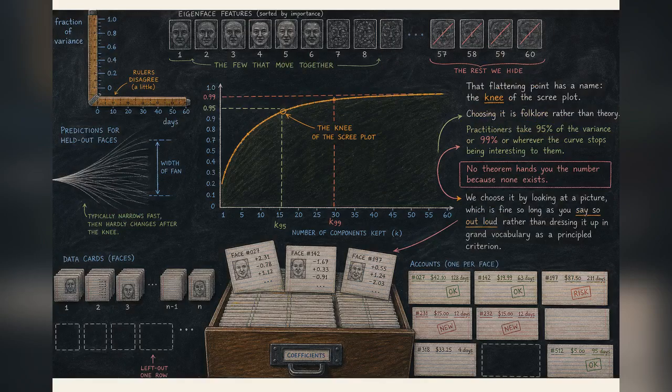Note, that flattening point has a name, the knee of the screeplot, and choosing it is folklore rather than theory. Practitioners take 95% of the variance, or 99, or wherever the curve stops being interesting to them. No theorem hands you the number, because none exists. We choose it by looking at a picture, which is fine so long as you say so out loud rather than dressing it up in grand vocabulary as a principled criterion.